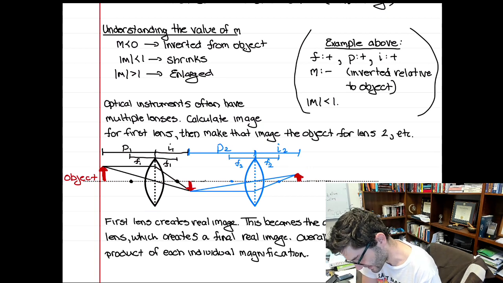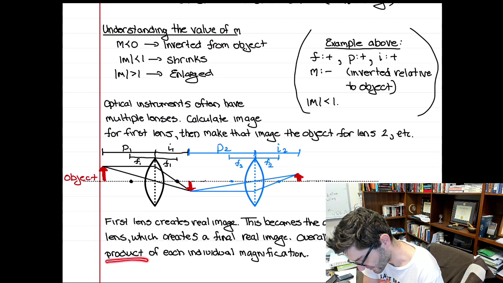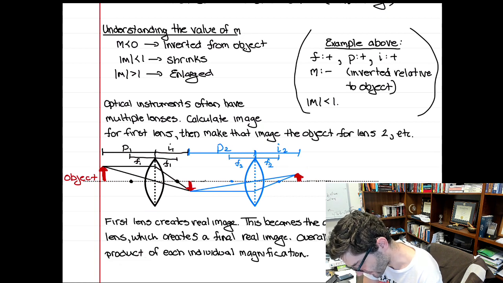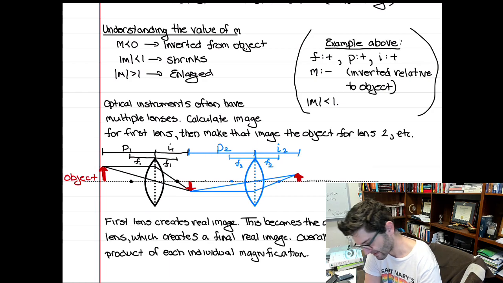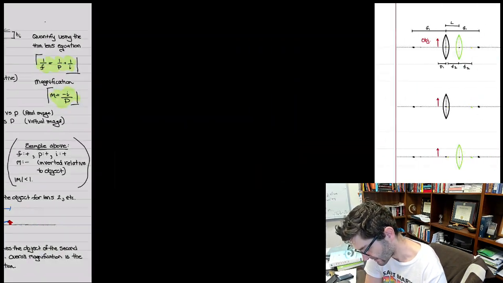Then it turns out, in this case, the overall magnification ends up just being the product of each of the individual magnifications. So there was some magnification to go from that, then some magnification to go to that. Then you just take both of those values of m and multiply them together. So I'll end up doing this example.